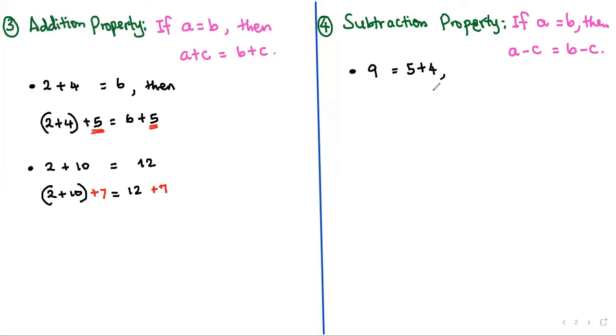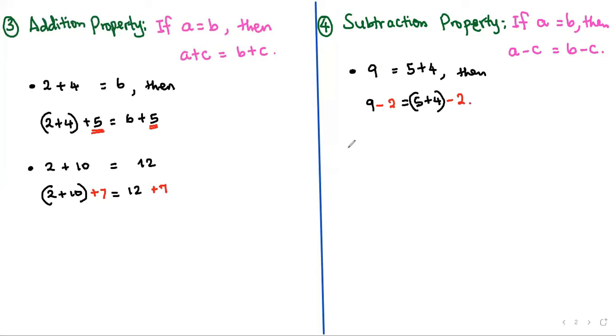So then 9 minus 2 is equal to 5 plus 4 minus 2. You see? So when I say 9 minus 2, I must also go and get on the right-hand side, I also get 5 plus 4 minus 2. There, the equation will be balancing.